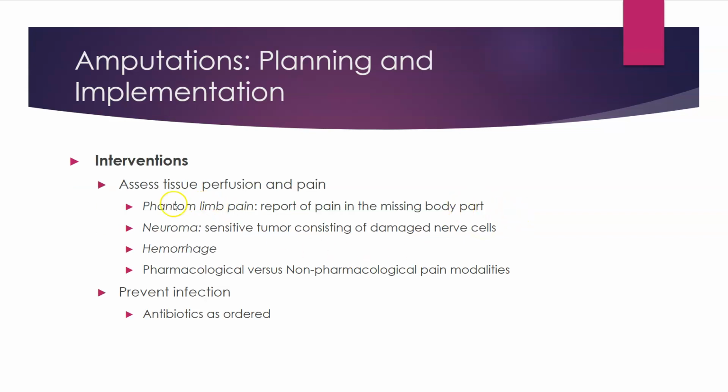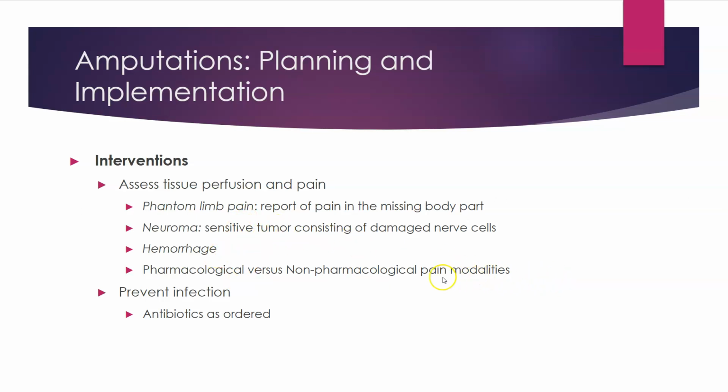Interventions, like I said: phantom limb pain. They've got pain in that missing body part related to the nerve endings and nerve signals that they're getting. They are at higher risk for neuromas with this one, so of those nerve damaged cells, you can get a tumor forming on that. They can have hemorrhage at the site, especially if we're talking about a non-scheduled traumatic type of amputation. Then of course, hemorrhage is a major cause of this one.